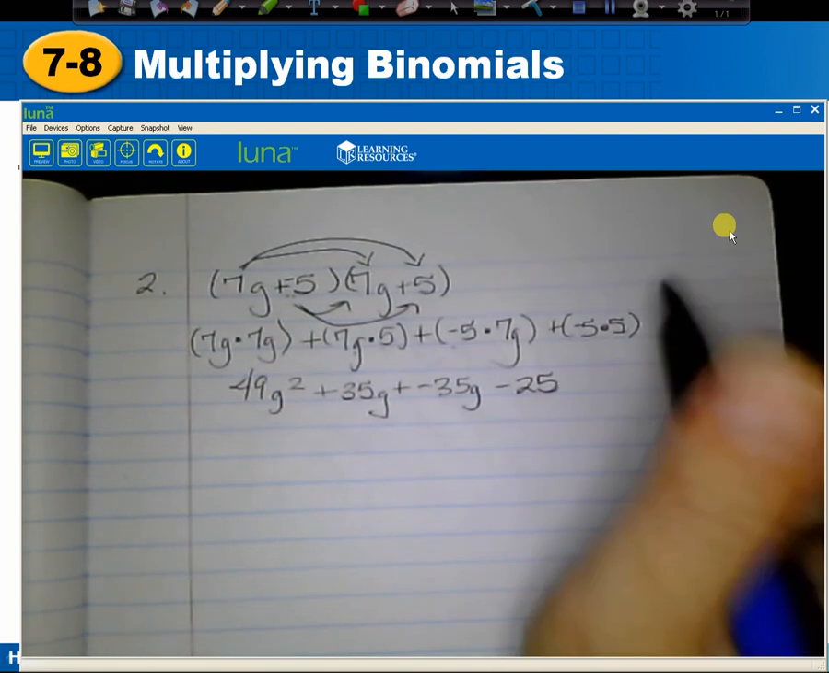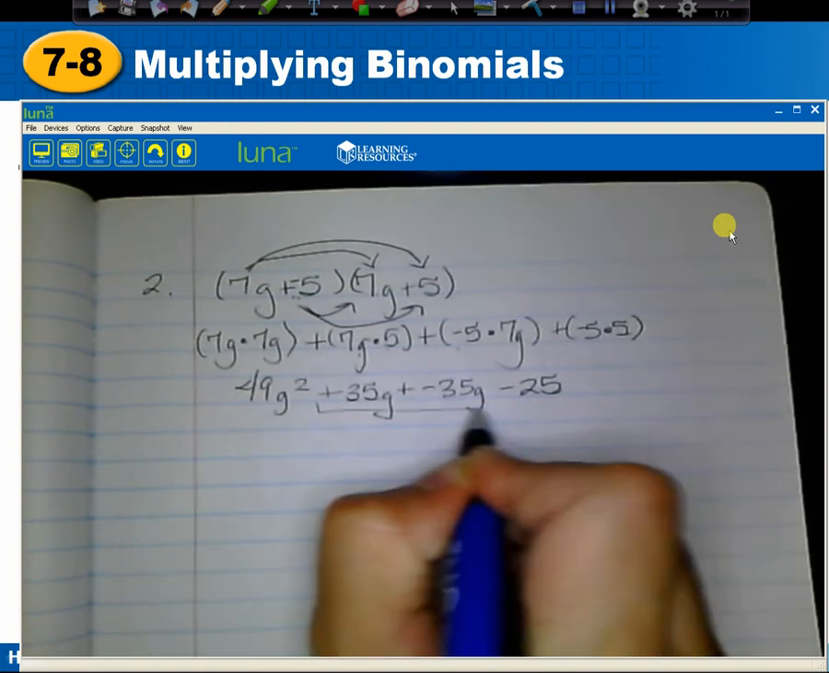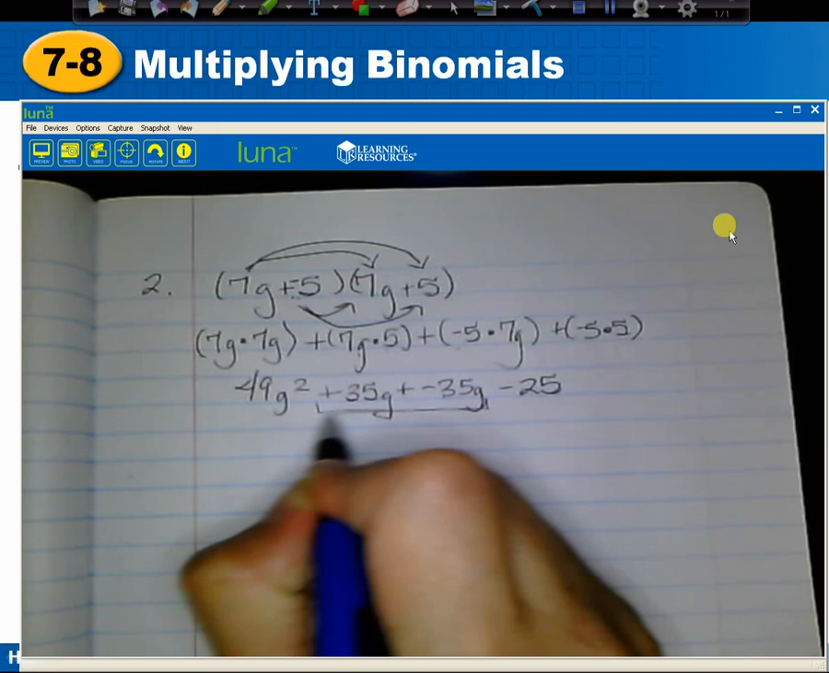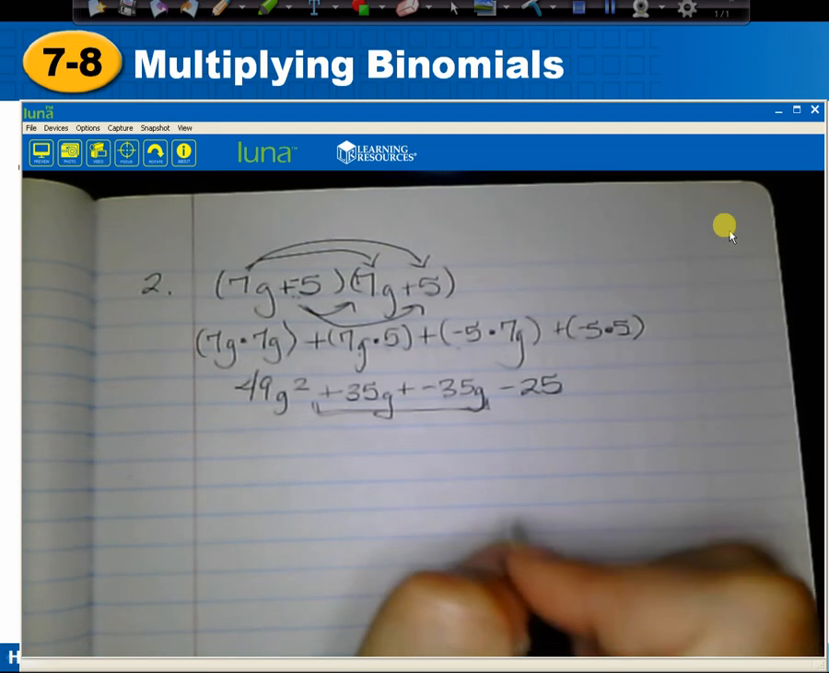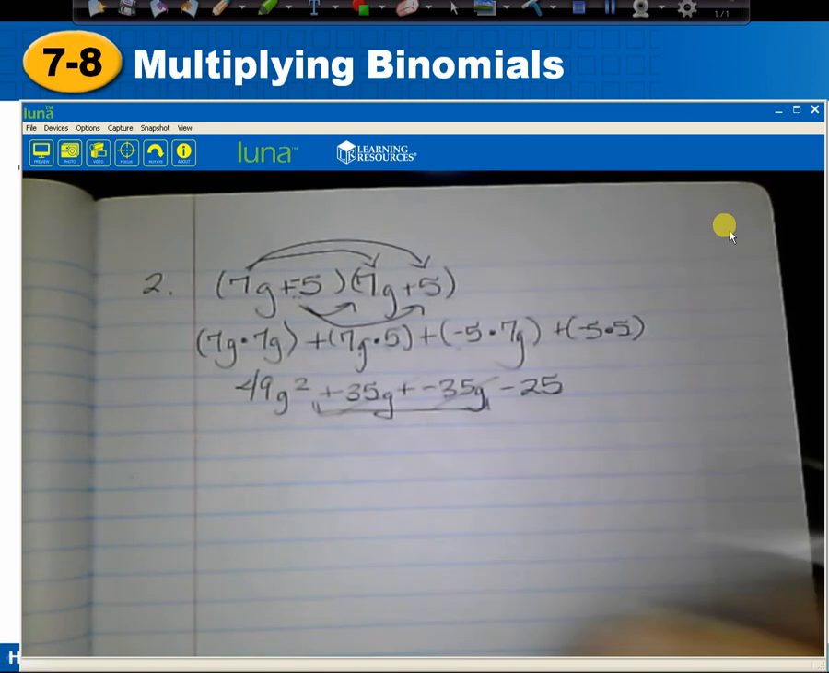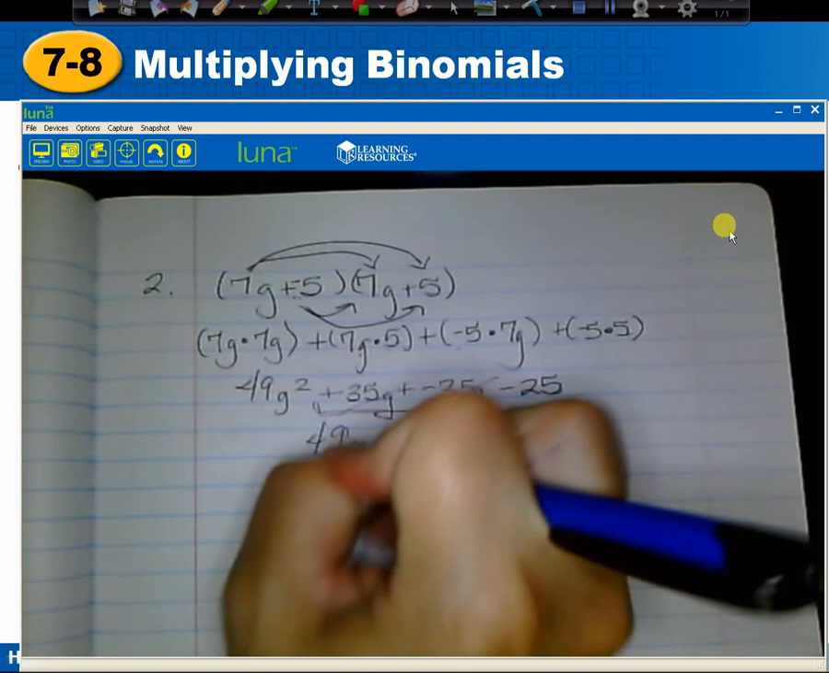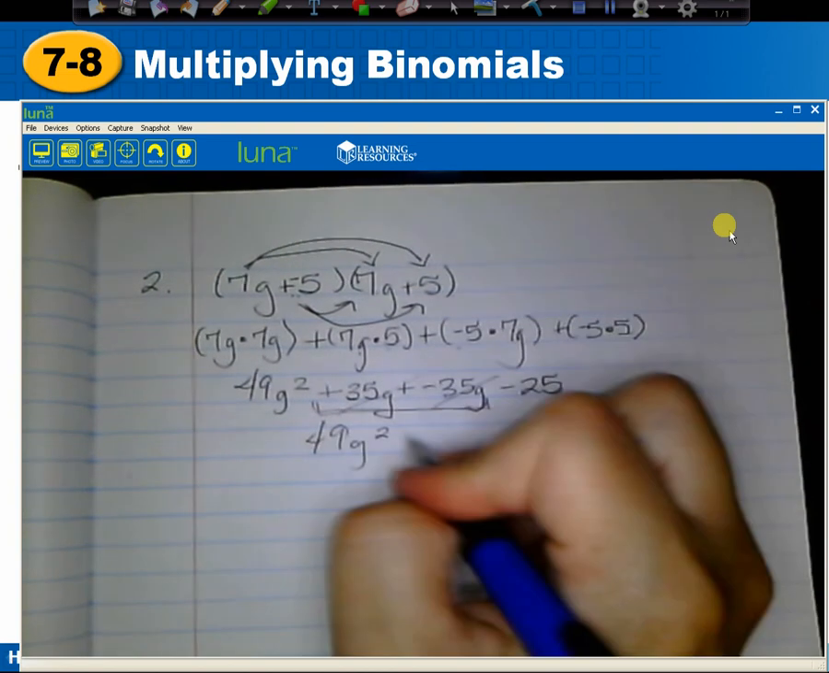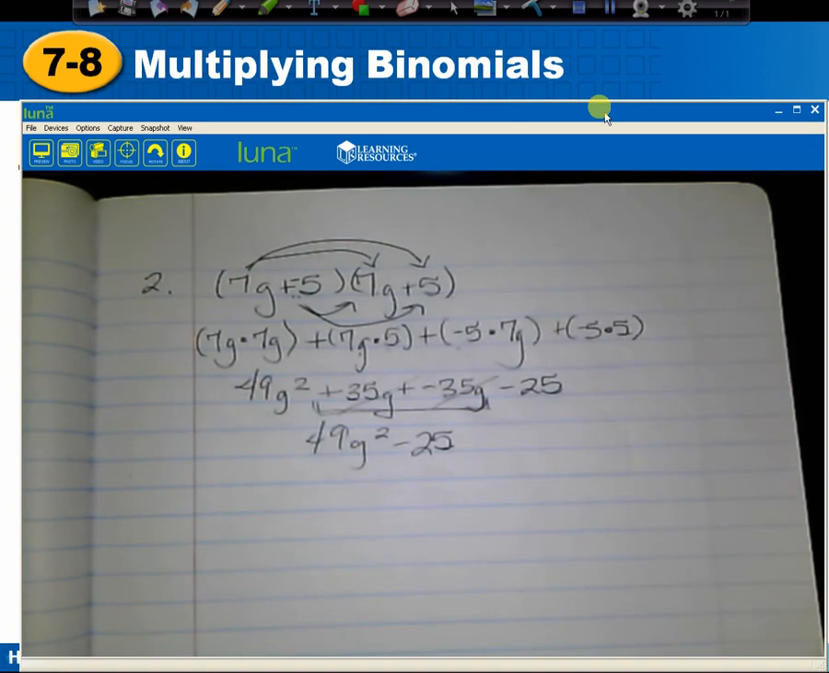So just like when I had 0 pairs, I can look here and see I have a positive 35g and a negative 35g. These are actually going to cancel and equal 0. I'm not going to write 0g because anything times 0 is 0. So I'm just going to go ahead, mark those out. I know that they eliminate each other, and I'm going to bring down my 49g squared and my negative 25. And that's going to be your final answer. Make sure that you get that down before you move forward.